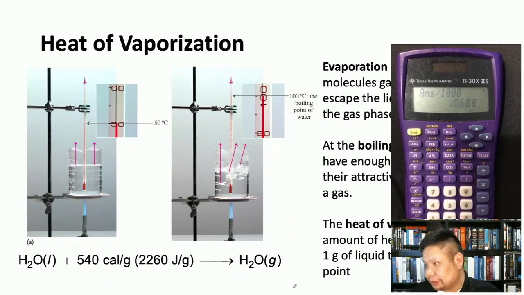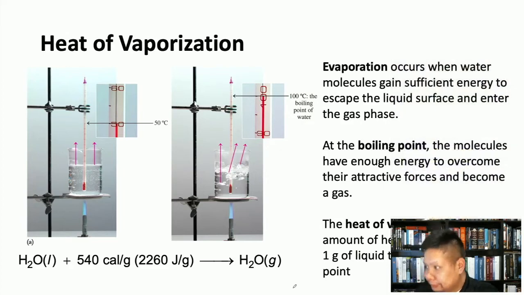Water can also not just melt and freeze, but it can also evaporate, right? So evaporation occurs when water molecules gain a sufficient amount of energy to escape the liquid surface and enter into the gas phase. At its boiling point, the molecules have enough energy to overcome their attractive forces, and that's why they become a gas.